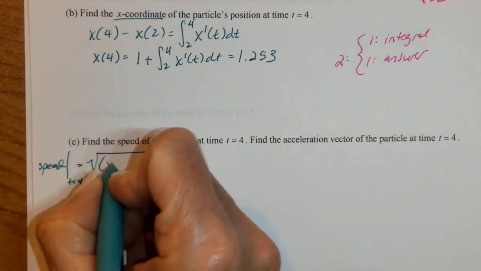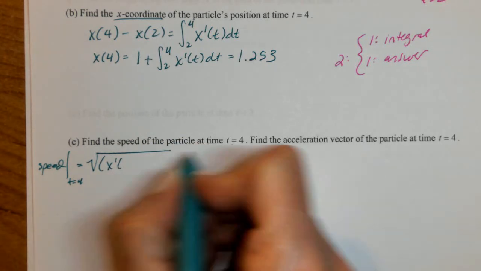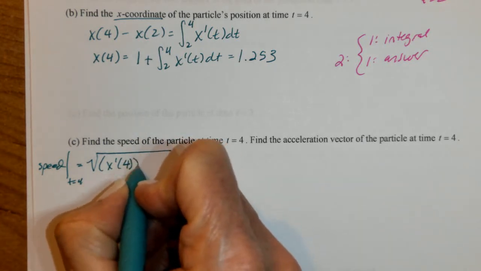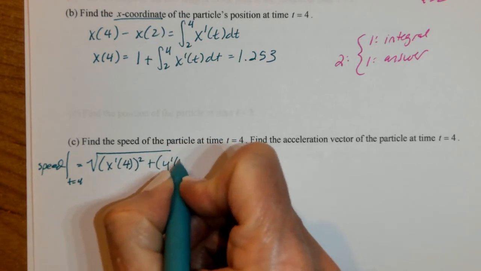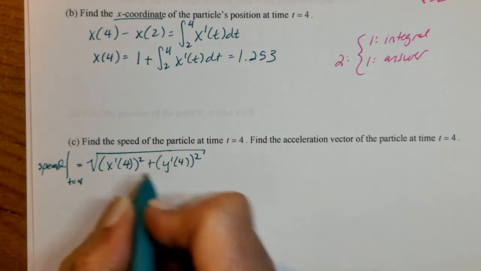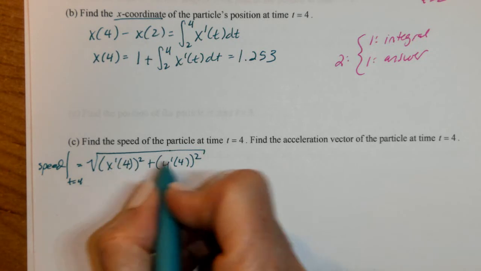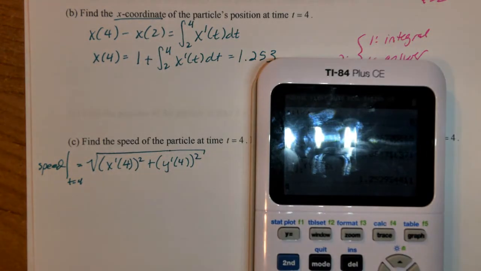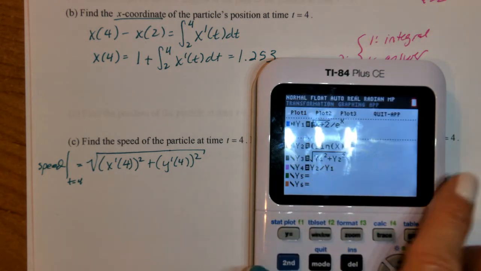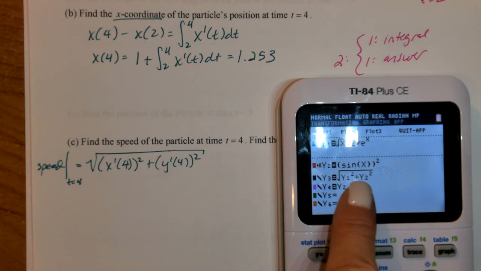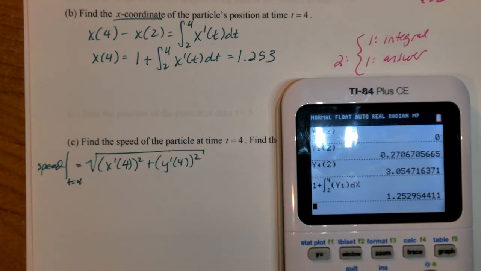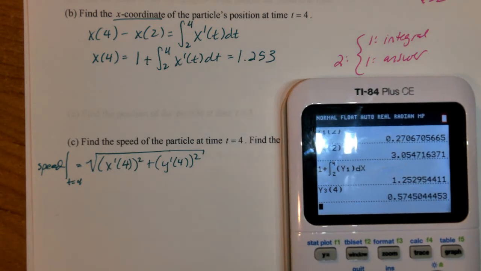So the speed at time 4 would be the square root of x prime at 4 squared plus y prime at 4 squared. Sometimes I forget and I put the t's here, and if you do that, just put an "at time 4," and then in your calculator you're going to do this with the 4's. My speed equation is already stored in for y3. So on my home screen, all I have to do is pull up y3 and evaluate it at time 4. And I get 0.575.